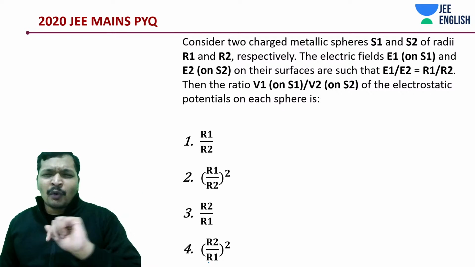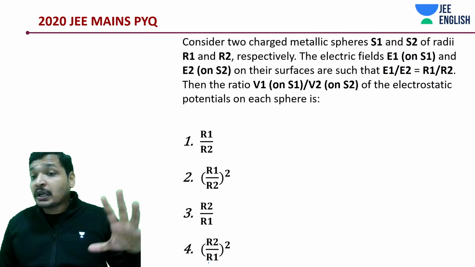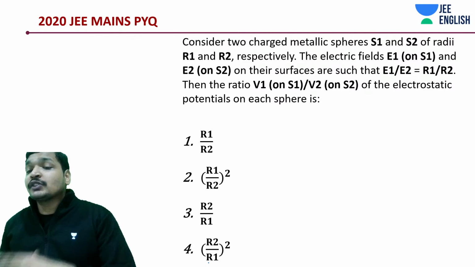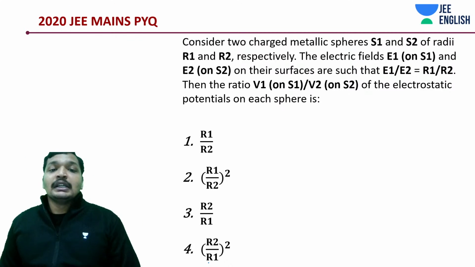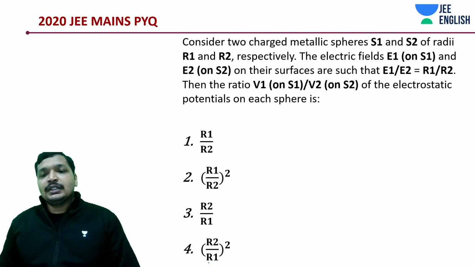Now what is the next thing given to you? E1 by E2 is given as R1 by R2. What are they talking about when you are getting it in terms of R1 by R2? Think about it carefully. And then the ratio of V1 on S1 and V2 on S2 is going to be how much?